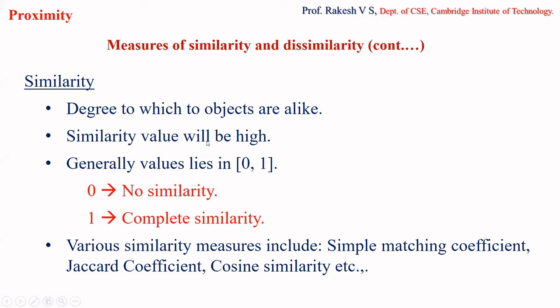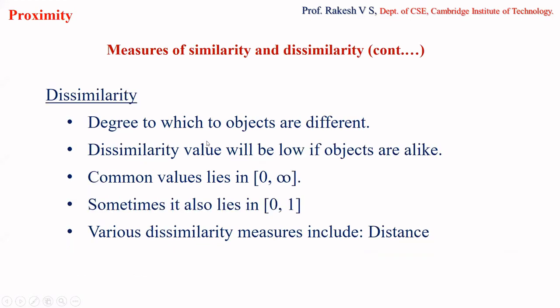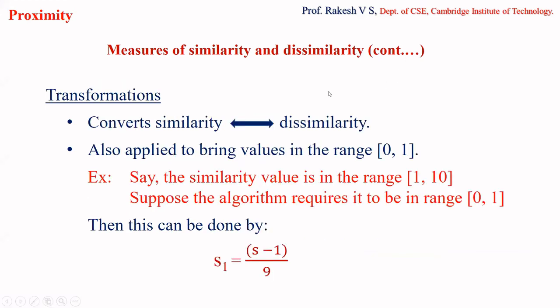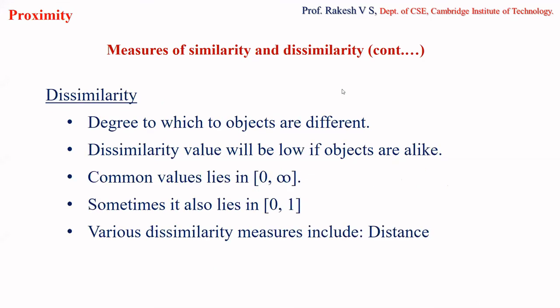Clear? So similarity is nothing but finding how similar two objects are. Next is dissimilarity, exactly the opposite of similarity. Here we find the numerical measure which tells us the degree to which both objects are dissimilar. So if the objects are similar, then the dissimilarity value will be low. If the objects are dissimilar, then the value will be high.